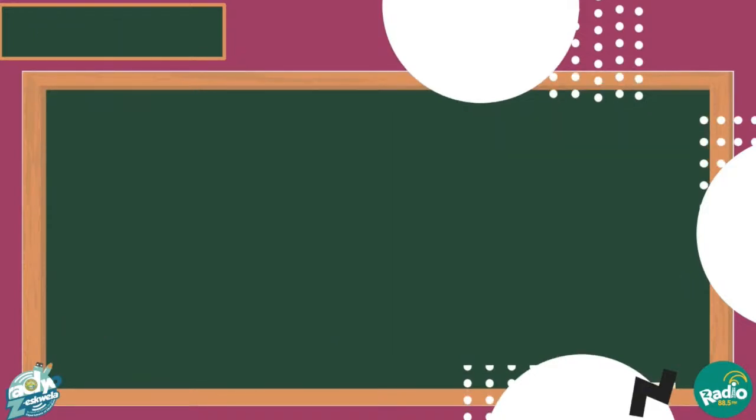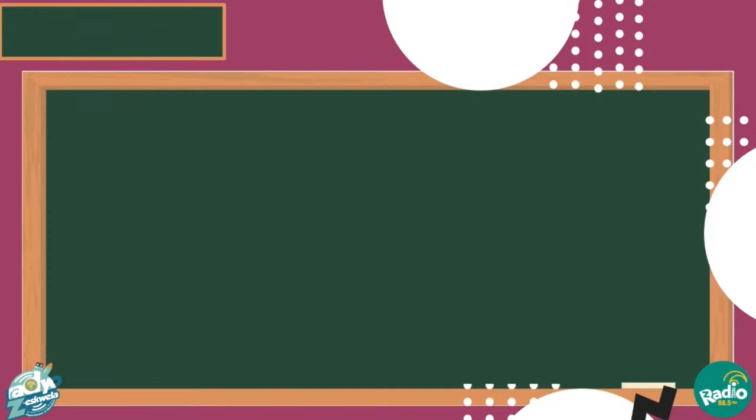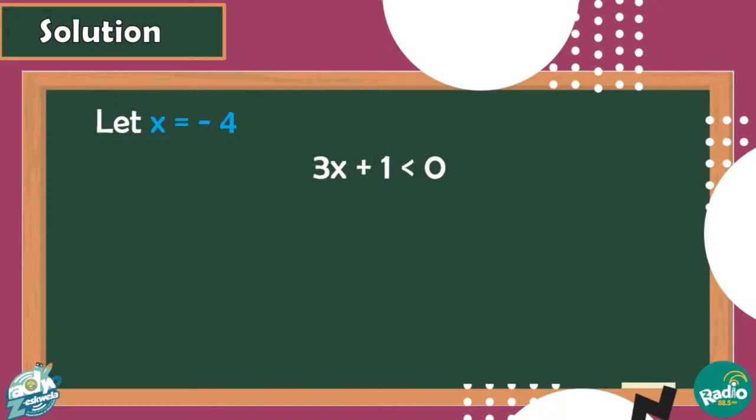Let's have another example. Given 3x plus 1 is lesser than 0, which of the x values, negative 4, negative 1, 0, and 2, will make the inequality true? Let's start with x is equal to negative 4. Using our given inequality, 3x plus 1 is lesser than 0. Substitute the value of x, which is negative 4.